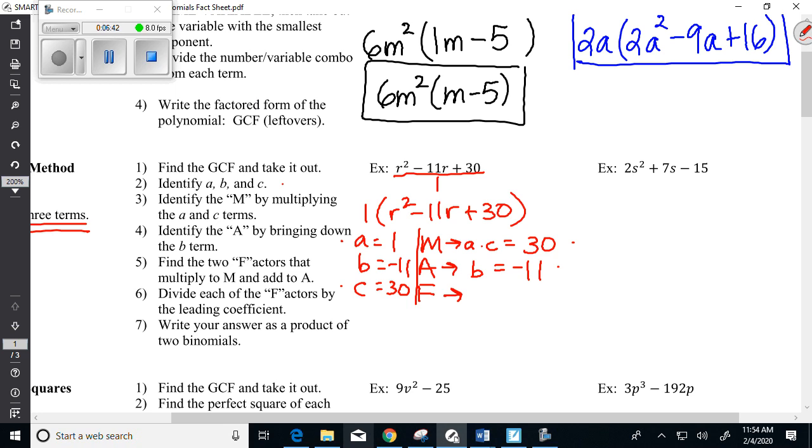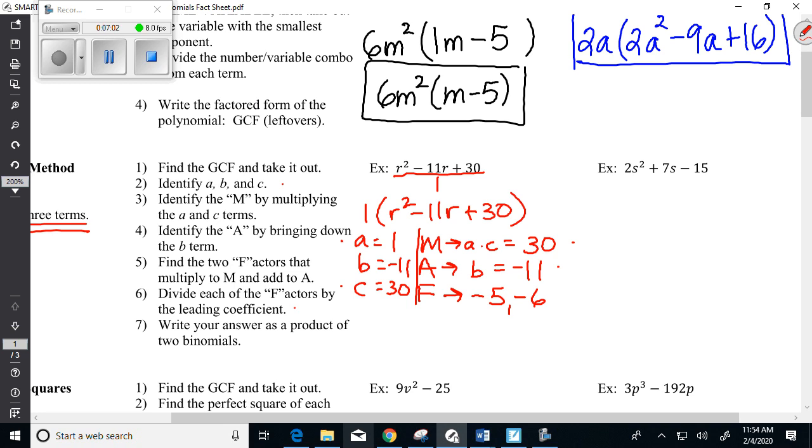It must do both. So the only 2 numbers that would work are negative 5 and negative 6. Negative 5 times negative 6 is 30. Negative 5 plus negative 6 is negative 11. So you have your 2 factors.